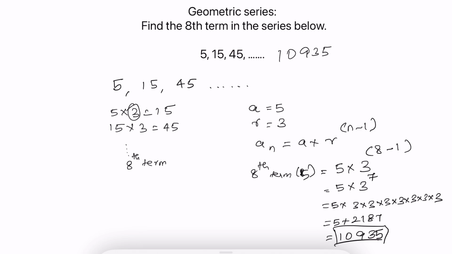10935. Try to solve similar problems by giving your own equations and let us know in the comments.